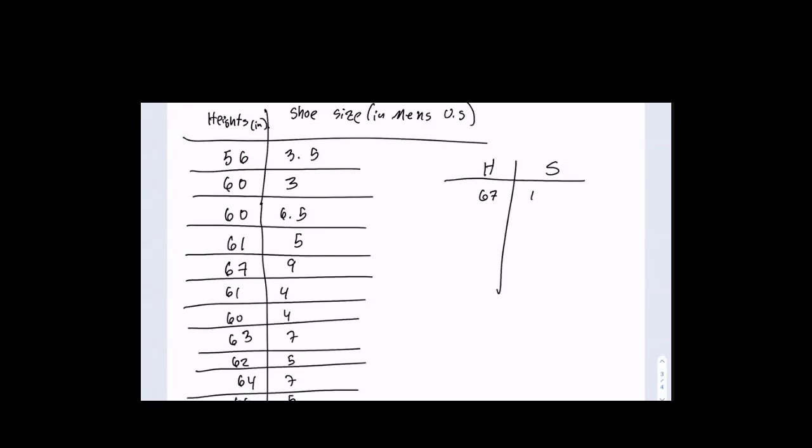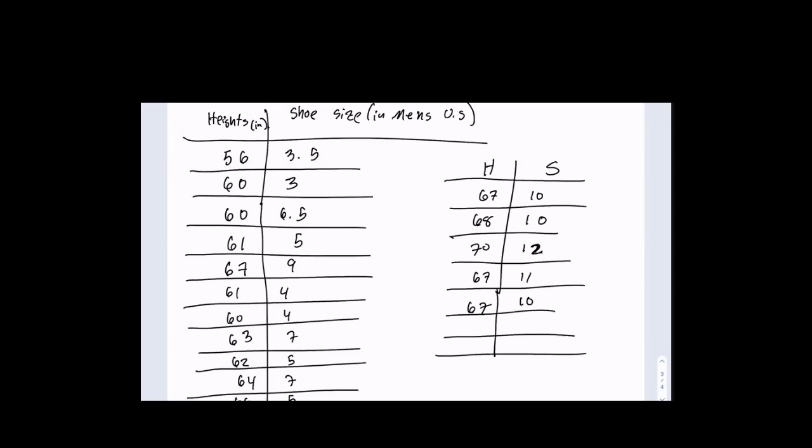67 inches, shoe size of 10. 68 inches, shoe size of 12. 70 inches, shoe size of 10, sorry, that should have been 10. 70 inches, shoe size of 12. 67 inches, shoe size of 11. 67 inches, shoe size of 10. 74 inches, shoe size of 14. 71 inches, shoe size of 10. And 68 inches, shoe size of 9.